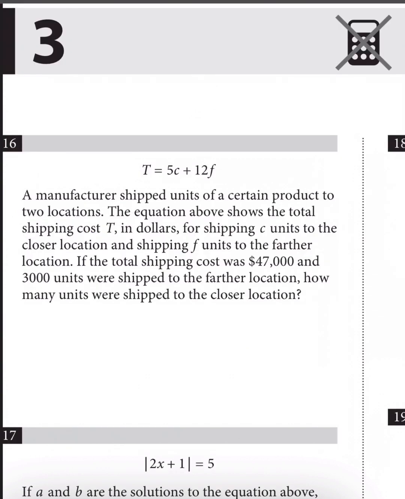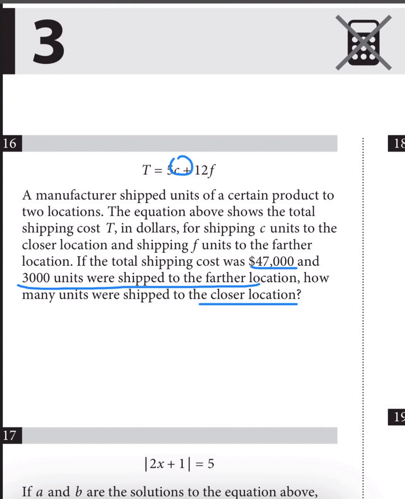A manufacturer shipped units of a certain product to 2 locations. The equation above shows the total shipping cost T in dollars for shipping C units to a closer location and shipping F units to a further location. If the total shipping cost is that much, and 3,000 units were shipped to the farther location, how many units are shipped to the closer location? So we're looking for C, essentially.